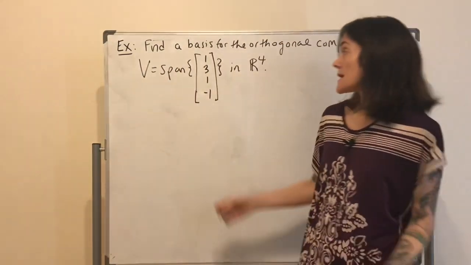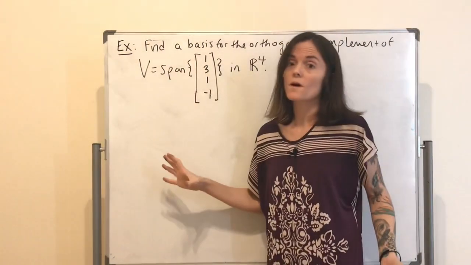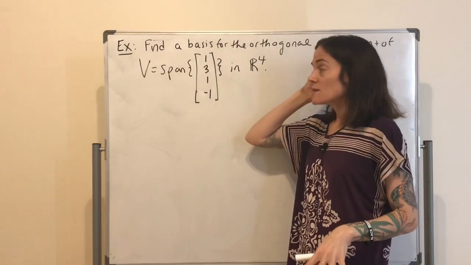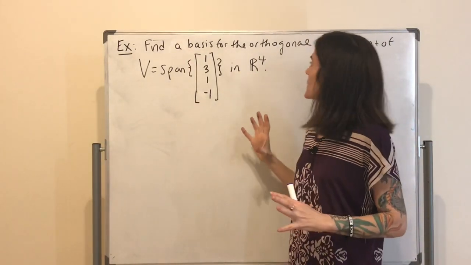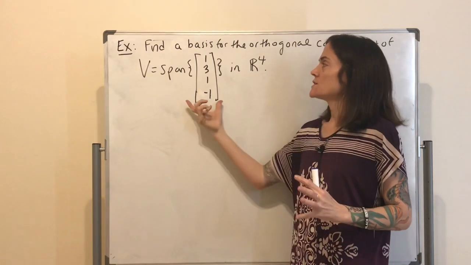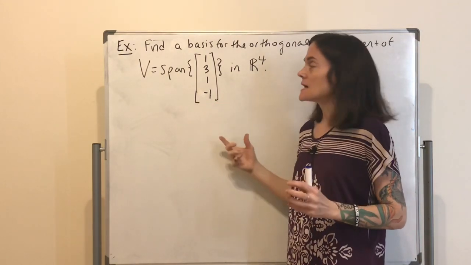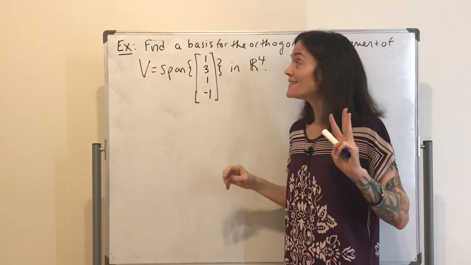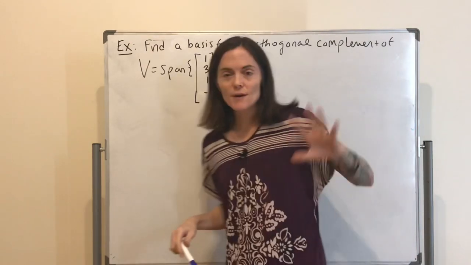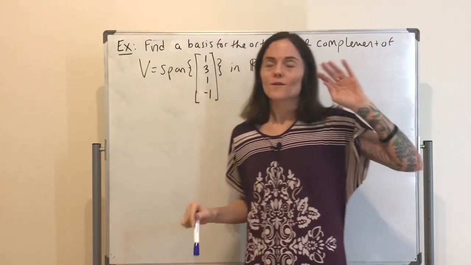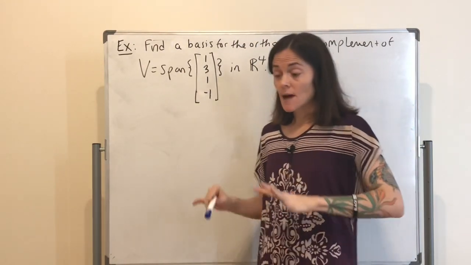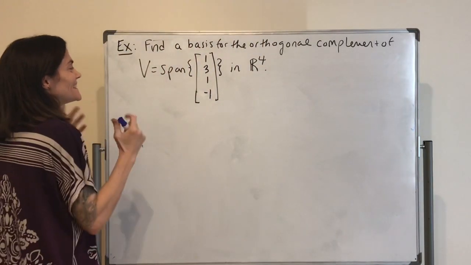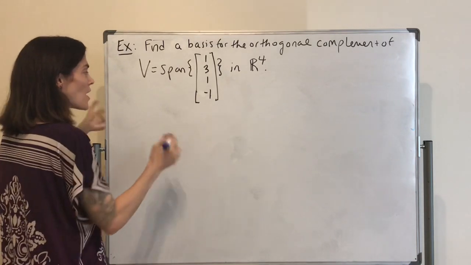Here's our first example. This is a vector in R4. V is one-dimensional. We are going to be looking for a 3-dimensional subspace in R4, which is the orthogonal complement of V. So we need to find 3 vectors to have a basis. And you notice I don't say anything about an orthonormal basis or anything like that, just some basis. So how could we possibly do this? Well, what do we know?